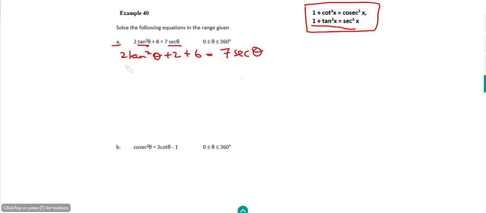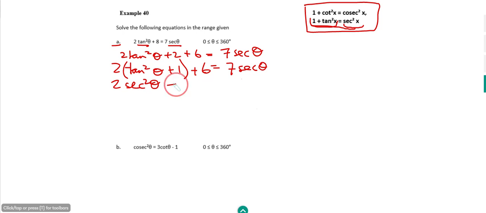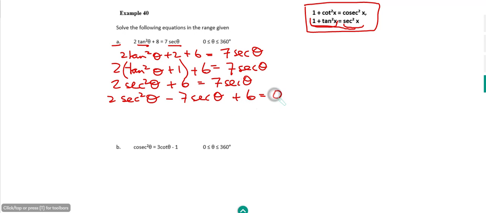I can now factorise this first part and take a 2 out. I've got 2 (tan squared theta plus 1) plus 6 equals 7 sec theta. And that's good because we know that 1 plus tan squared x is equal to sec squared x. So we can say that's 2 sec squared theta plus 6 equals 7 sec theta. Good thing now, it's all in terms of one trig function, and it's looking like a quadratic equation. So what I'm going to do is take everything over to the left hand side and make it equal to 0. So I've got 2 sec squared theta minus 7 sec theta plus 6 is equal to 0.